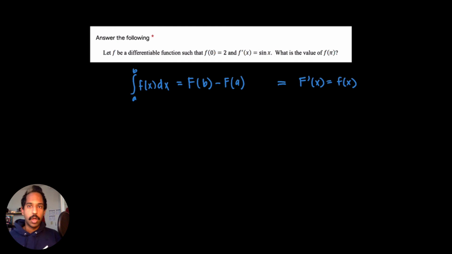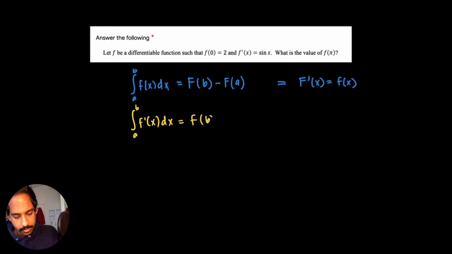Right? And so I'm going to rewrite this a different way. It still means the same thing. The integral from a to b of f prime of x dx equals f of b minus f of a, all lowercase. And so this is because f prime is f prime, right? And so now we can use some of the values that we have here.